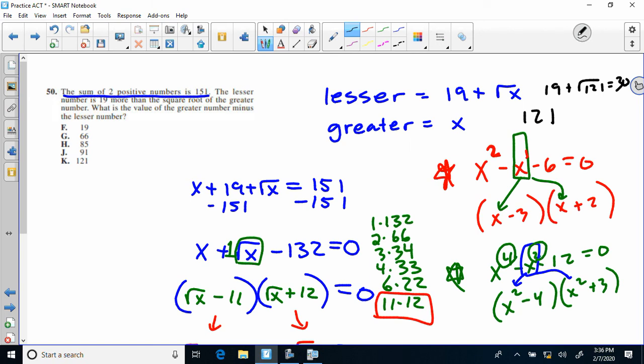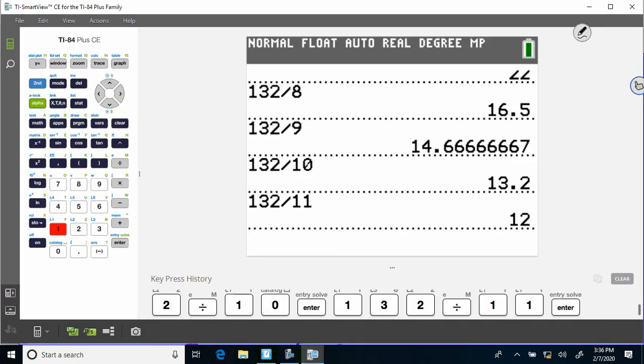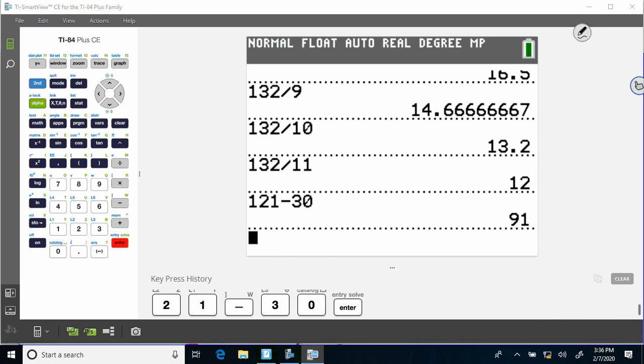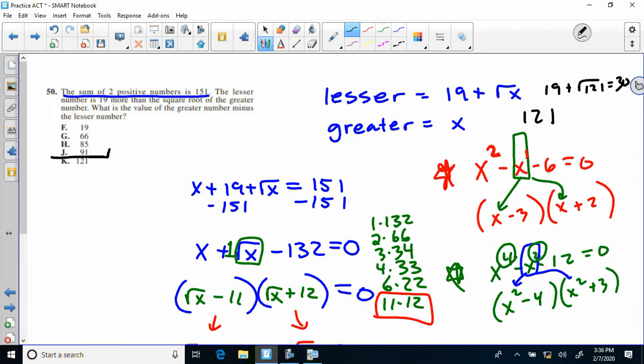And we wanted the greater number minus the lesser number. So 121 minus 30. The biggest number minus the smallest one. And that gives us 91. And my answer should have been J, which is 50. And that one gets a lot of people because they don't know how to factor when you have a square root.